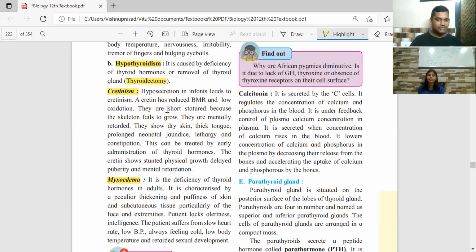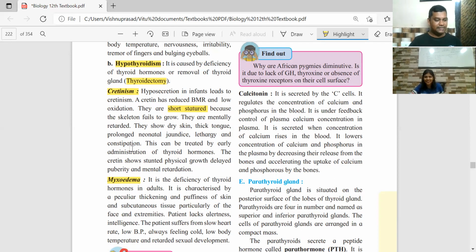They have low oxidation, abnormal. They are short statured, short in height. Skeleton doesn't grow properly. Mentally retarded person. Dry skin. Thick tongue. Neonatal jaundice; this is about infants. Neonatal jaundice means jaundice from birth, and a prolonged one. Lethargy: the person is not very active. Constipation. You know what constipation is?